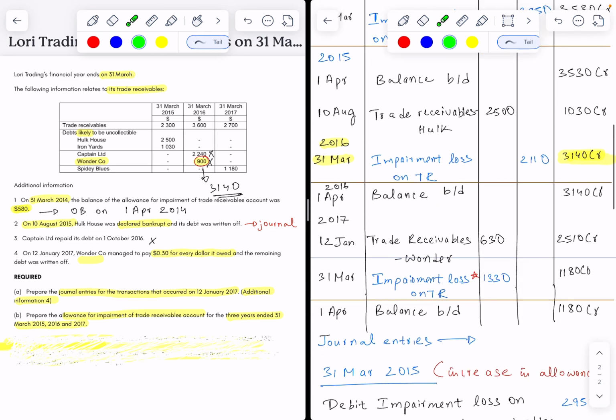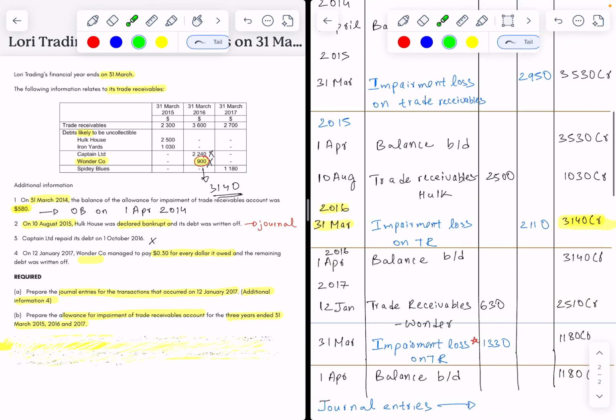Therefore, on 12th of Jan 2017, $630 is to be shown on the debit column, with the relevant cross-reference being the trade receivables account for Wonder, specifically Wonder Corporation. Okay, so $630 debit gets deducted from 3,140 credit, which ends up with 2,510 credit as the net balance, because obviously we've got more credits than debits.